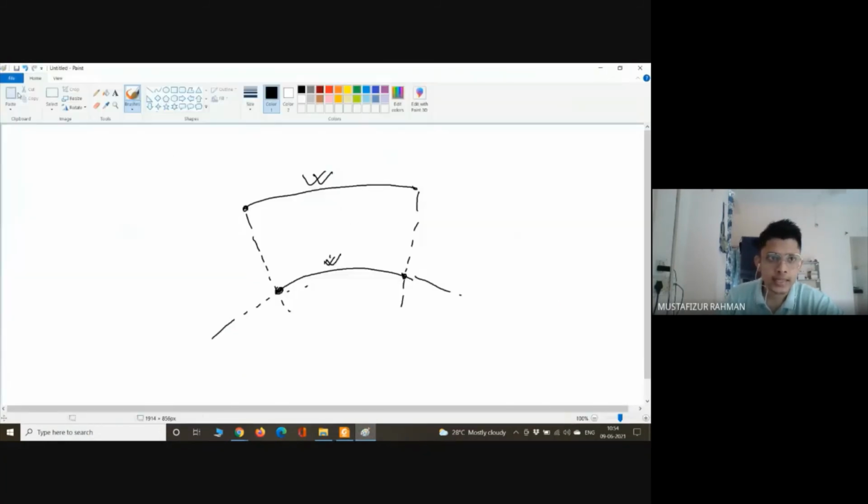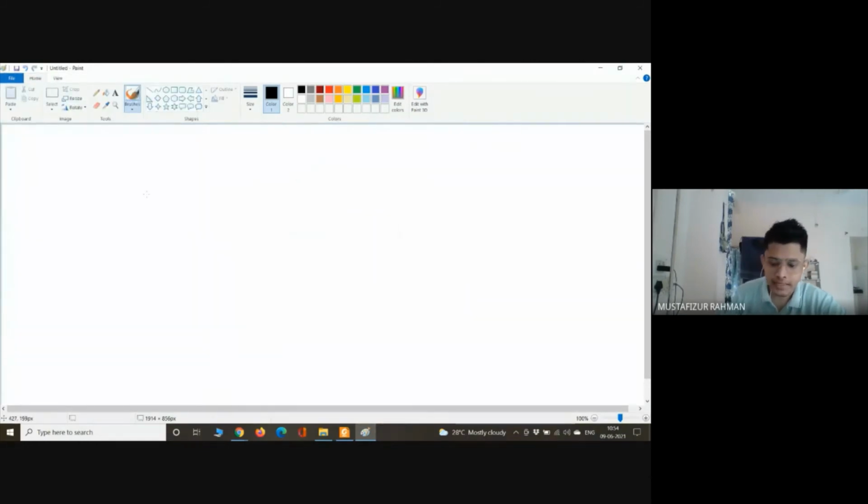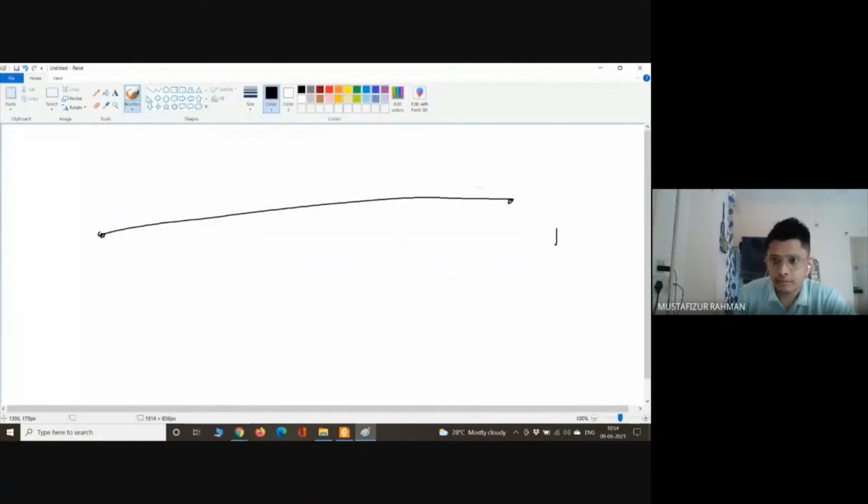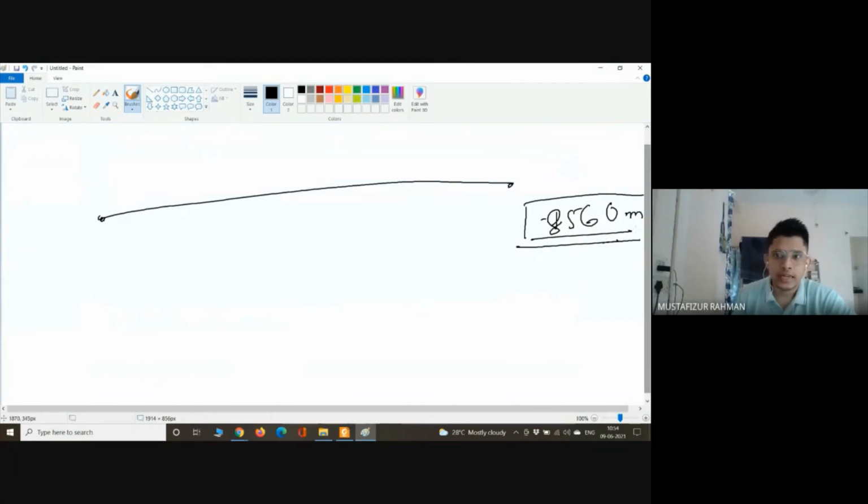So the tape has some defect, the tape or chain has some defect, but we have already measured a distance somewhere and we have already recorded this distance, right? How much? 8560 meter. We have already measured using this tape or chain and we have already recorded 8560 meter. But we now know that there are some defects, so we have to correct it. How we will do that?